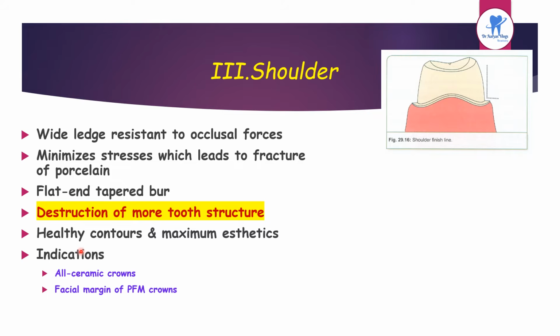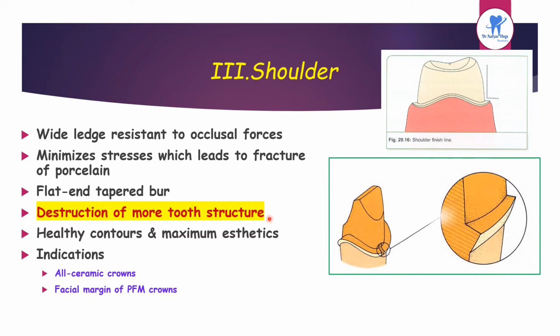The sharp 90° internal line angle associated with the classic shoulder finish line concentrates the stresses in the tooth and leads to coronal fracture. Here it is a 90° finish line, a 90° internal line angle. So this is the shoulder finish line, associated with stress in the tooth, and it leads to coronal fracture. The shoulder is not generally used as a finish line for cast metal restorations.